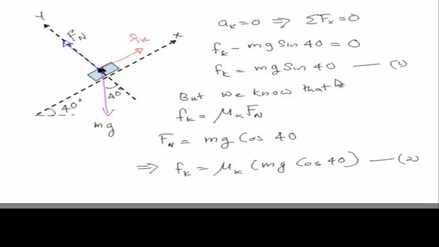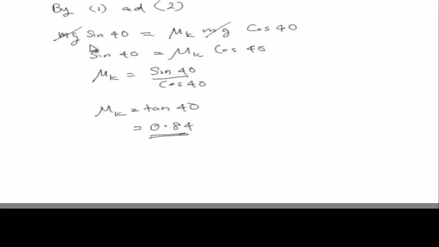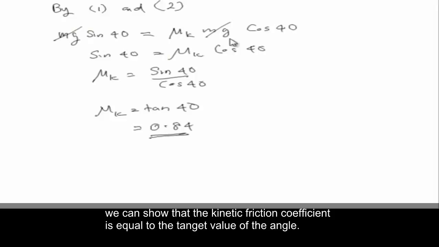Now we have two equations for Fk, so we can equate these two. By equating the two equations, we get mg sine 40 equals mu k mg times cosine 40. We can cancel mg, then it becomes sine 40 equals mu k cosine 40. Mu k equals sine 40 over cosine 40, which is tan 40. So mu k equals 0.84.